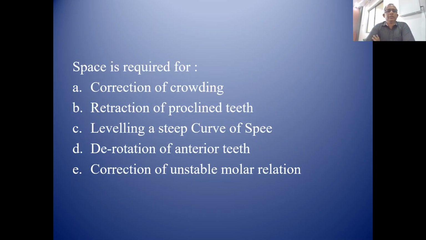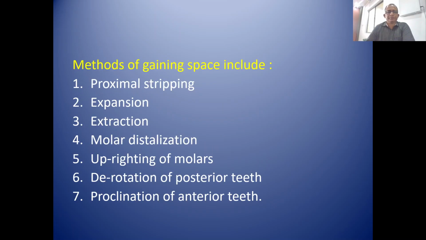The space is required for the correction of crowding, retraction of proclined teeth, leveling of a steep curve of Spee, derotation of anterior teeth, and correction of unstable molar relation. There are different methods of gaining space. The first one is proximal stripping. Then second comes expansion, extraction, molar distalization, uprighting of molars, derotation of the posterior teeth, and proclination of anterior teeth.